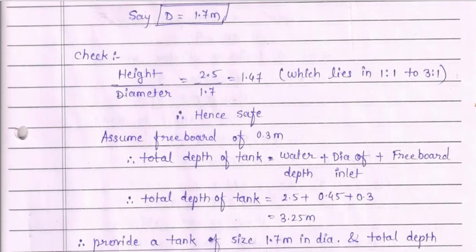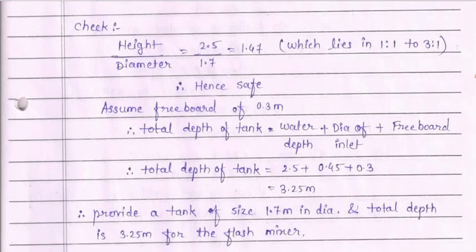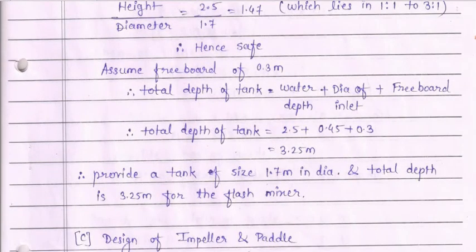Assume the freeboard as 0.3. Therefore the total depth of the tank is the depth of water plus depth of inlet plus freeboard, which comes out to be 3.25. Hence, provide a tank of size 1.7 meter in diameter, and total depth is 3.25 meter in the flash mixer.